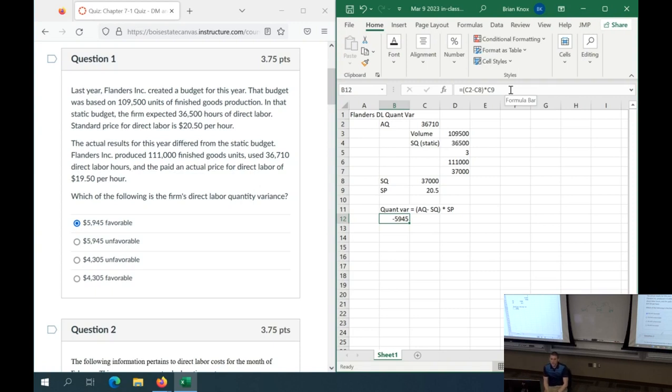It's also negative. Negative is favorable. It means the more actual number was less than the more hypothetical number. So as we're moving towards reality, the costs went down. That's what negative means. It went down. Then that's favorable.